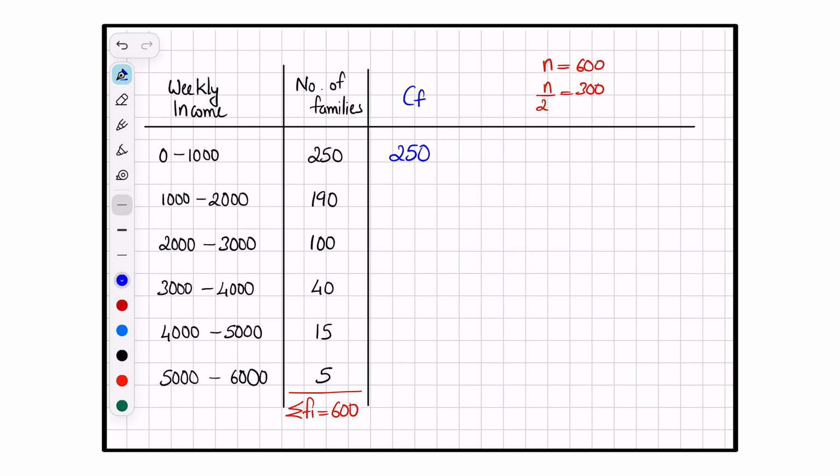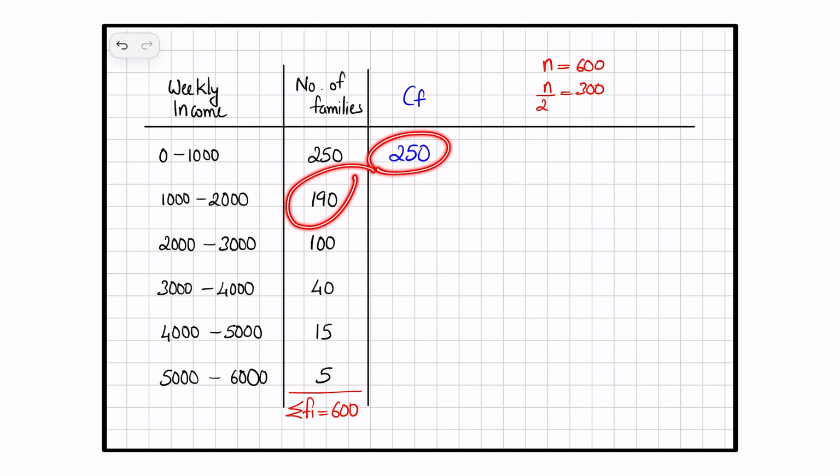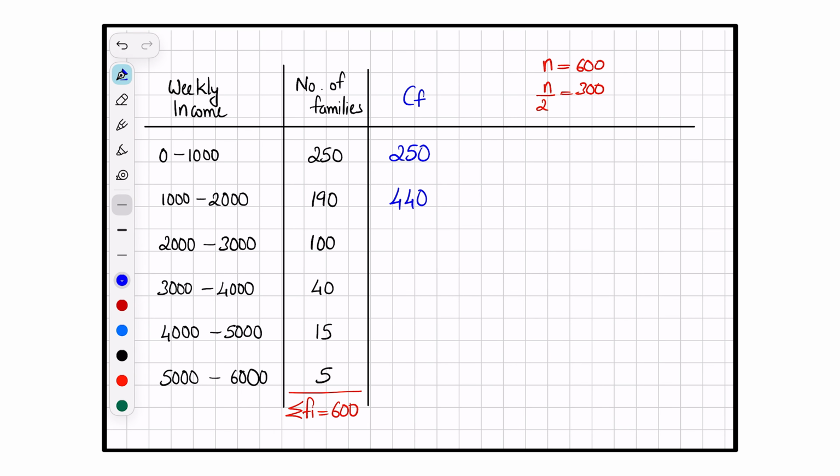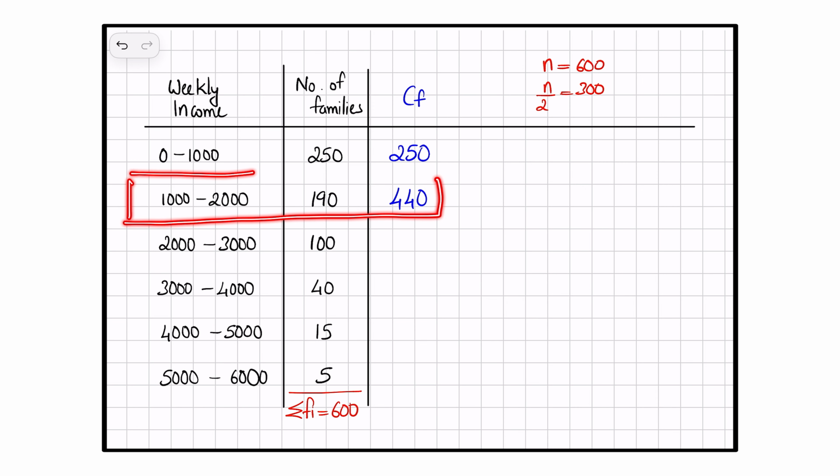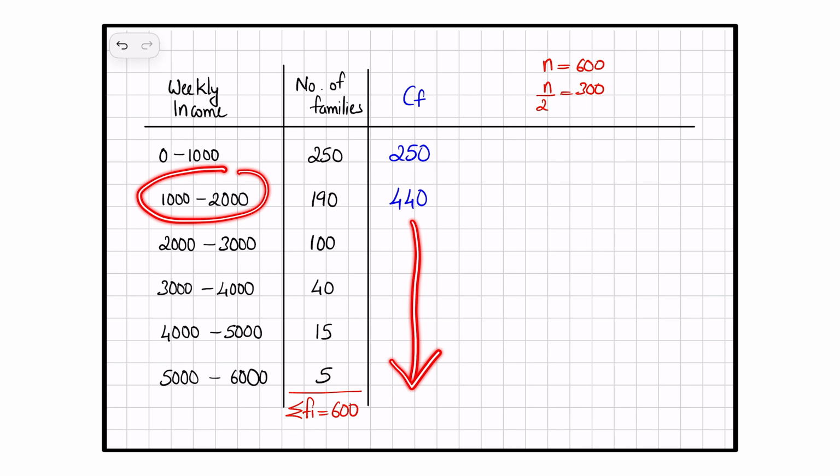The second value will be 250 plus 190. I will get the cumulative frequency, and that will be 440. Okay, now see that by the second class interval, that is for weekly income 1000 to 2000, the cumulative frequency reaches 440, and we have seen that the middle value is 300. That means the middle value will be in this particular class, that is 1000 to 2000. So I need not do all the other calculations, that is not required.